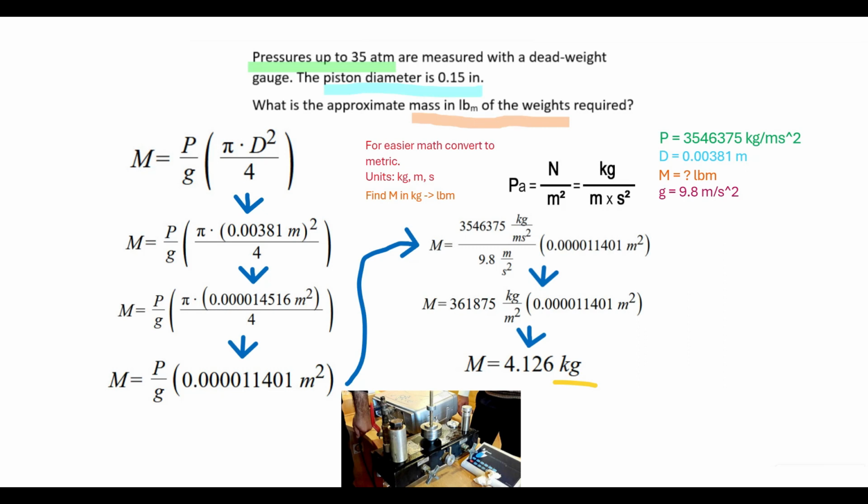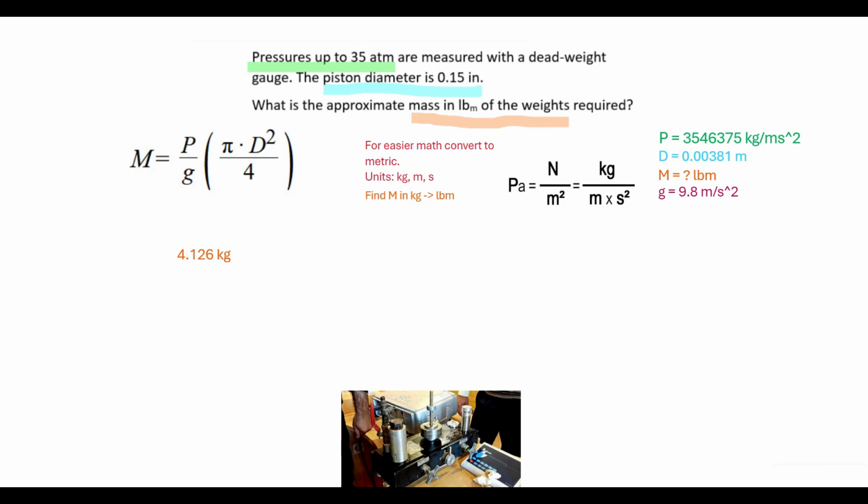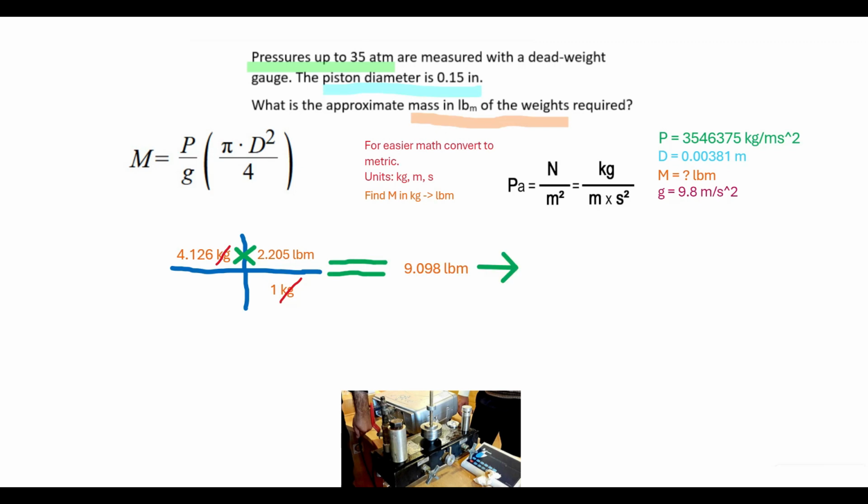Now you need to convert the kilograms to pound mass. Now you can do the dimensional analysis to convert kilograms to pound mass. Use the conversion of 2.205 pounds mass equals 1 kilogram. Cancel out the units of kilograms. Multiplying the top values together equals 9.098 pounds mass. This answer is 9.1 pounds mass to two significant figures. This is the final answer.